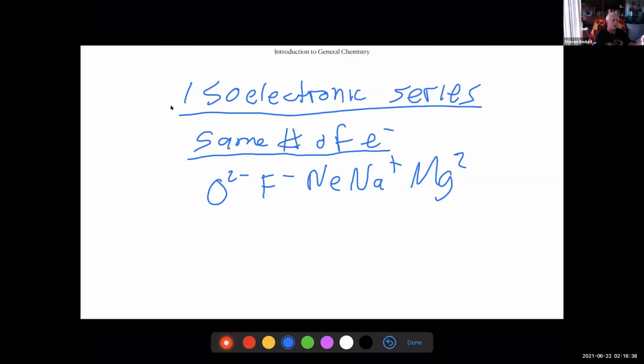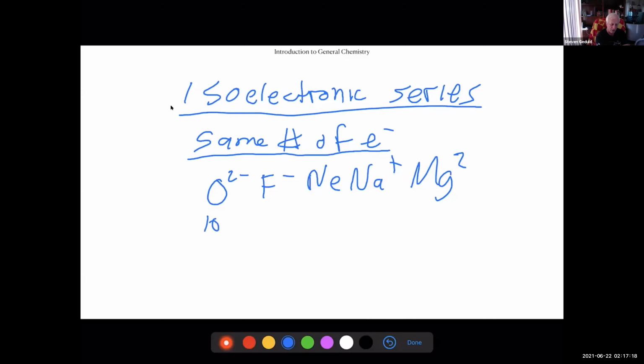So O2 minus, oxygen, look at the periodic table. How many electrons does oxygen have? Just look at your periodic table. Remember, protons and electrons are equal if there's no charge. So what's the atomic number of oxygen? What's the big number that oxygen is on the periodic table? 8. Okay. And I've got 2 minus, so 2 extra electrons. So 8 plus 2 is 10. How many electrons does fluorine have? 9. 9, perfect.